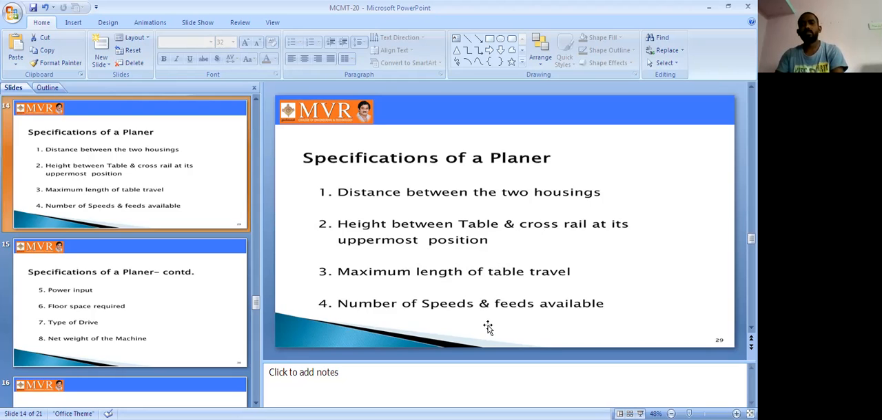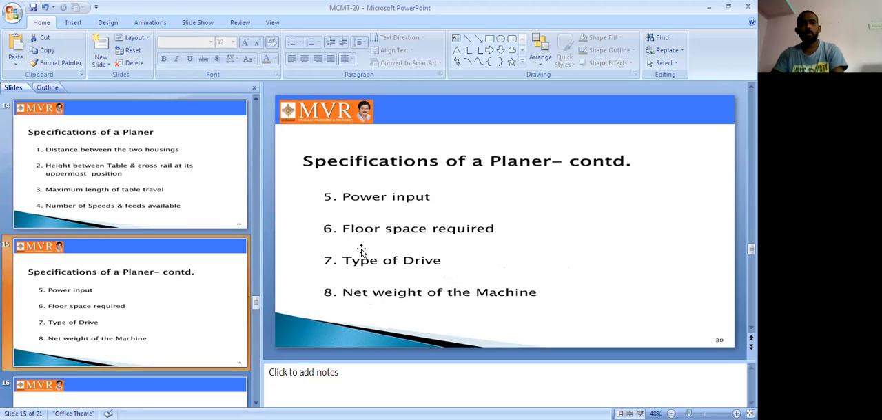The number of speeds and feeds available. The number of speeds and feeds are also available in this kind of planing machine. Next one is power input. Power input is also very important, especially in this kind of heavy production machining operation. It takes large power, it uses large power consumption.